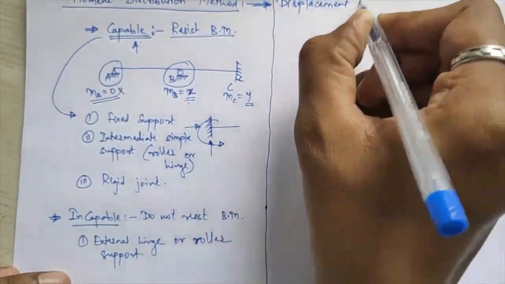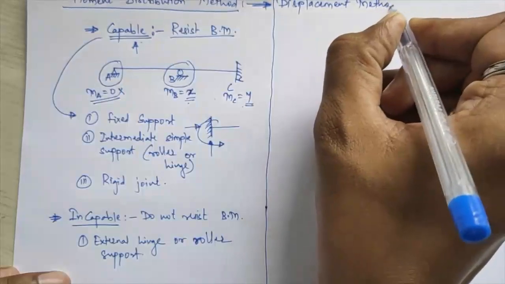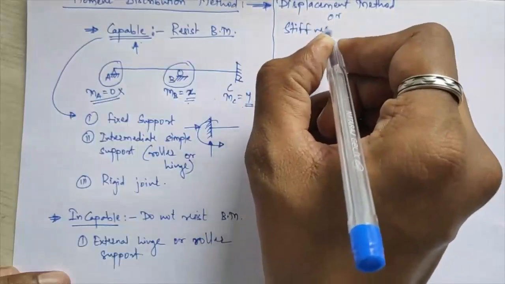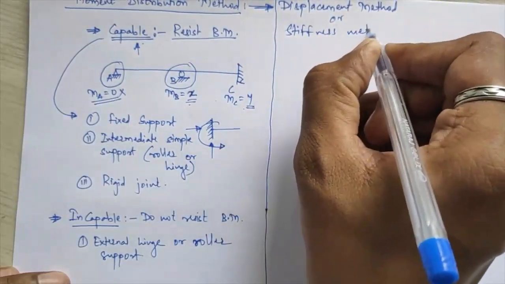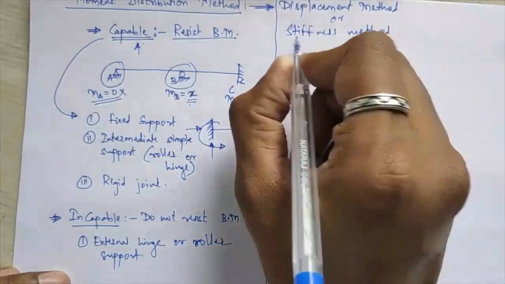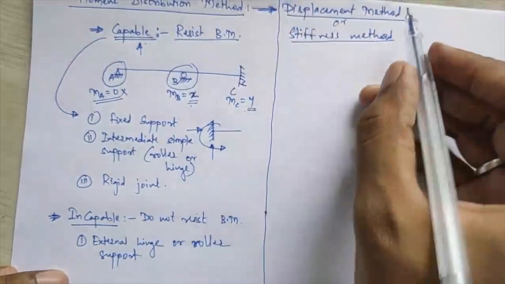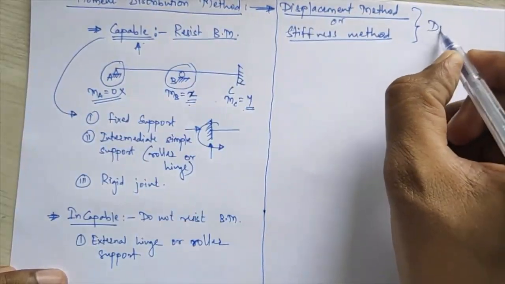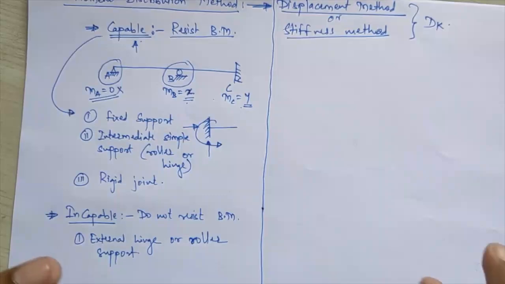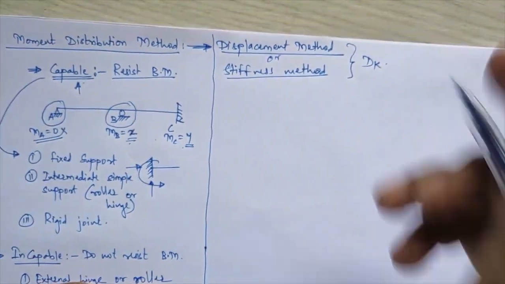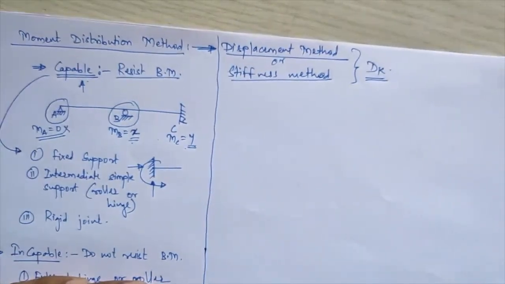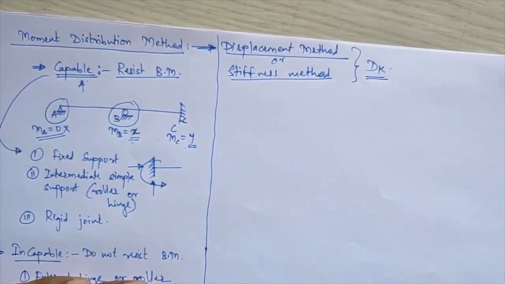This method is also called the displacement method, or one more name given to this is the stiffness method. So whenever you see displacement method or stiffness method, what comes into act? That is your degree of kinematic indeterminacy. The initial step is that you have to first calculate the value of Tk in every numerical.